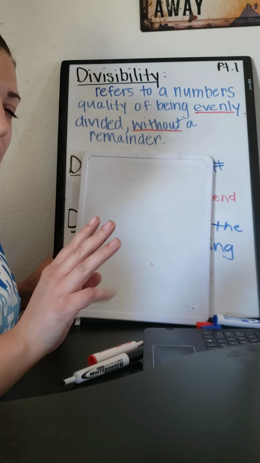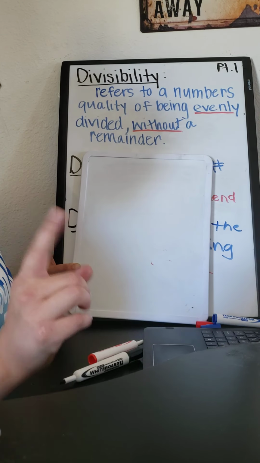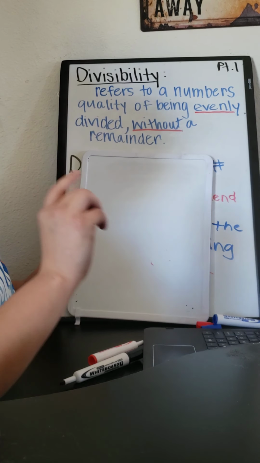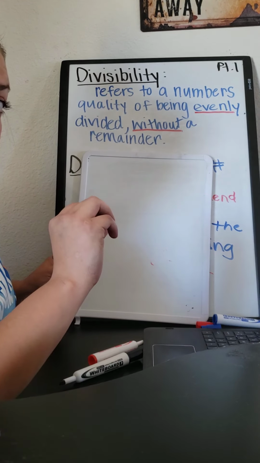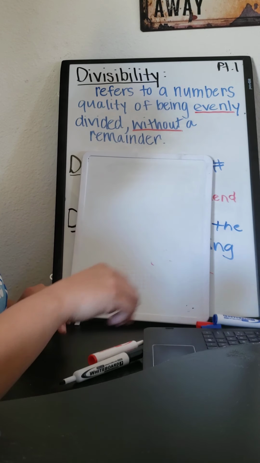Now, the number 3 is kind of the same. It's helpful, but it's a little tricky. You just have to remember something. If a number is divisible by 3, the sum of all the numbers will also be divisible by 3 without any remainders. So, let me get into that. That way you guys understand.